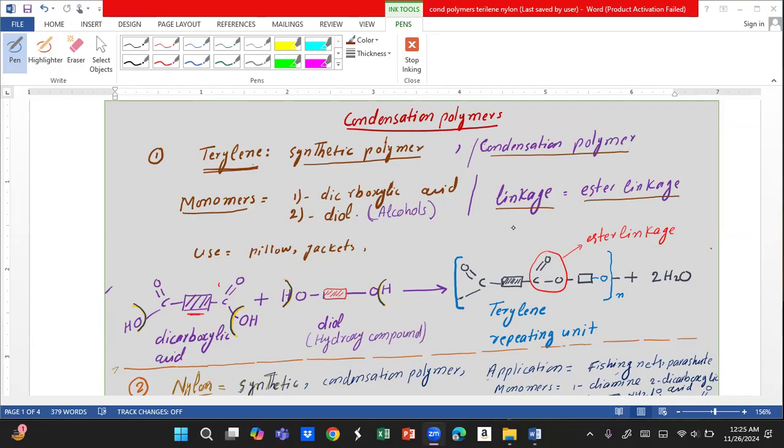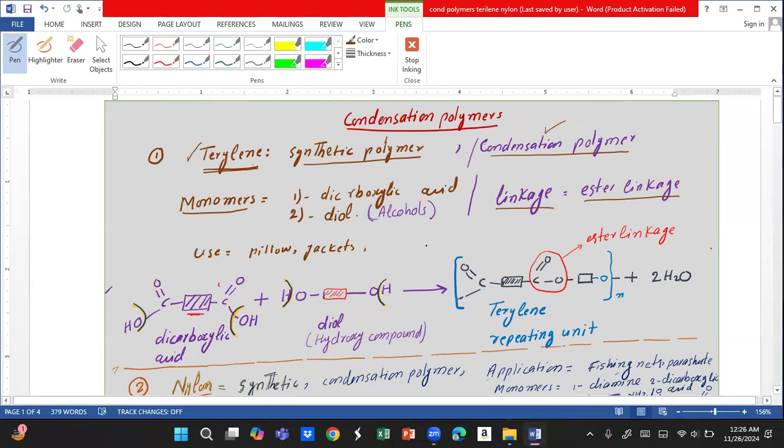So let's see the first example for the formation of condensation polymers, which is terylene. In terylene, you see it is a synthetic polymer. It is not a natural polymer. Synthetic means man-made. And at the same time, you can be asked what type of polymer it is, addition or condensation. So it is a condensation polymer.